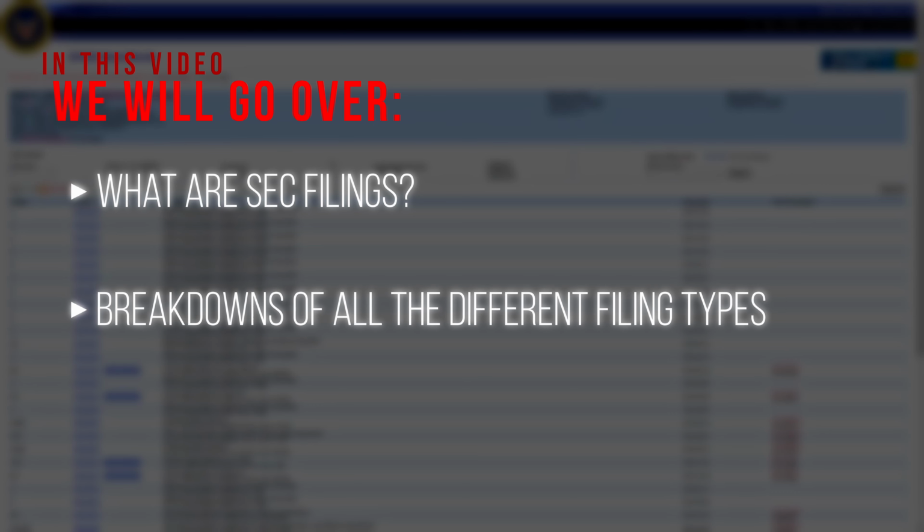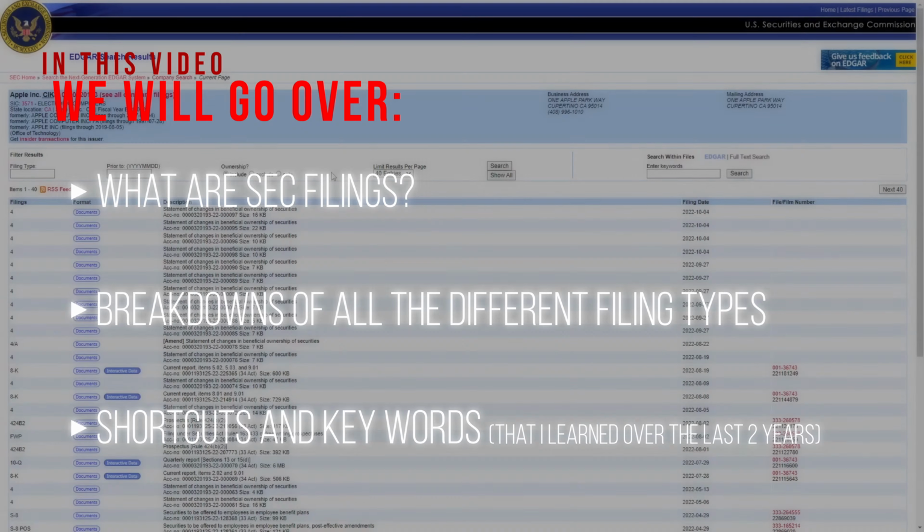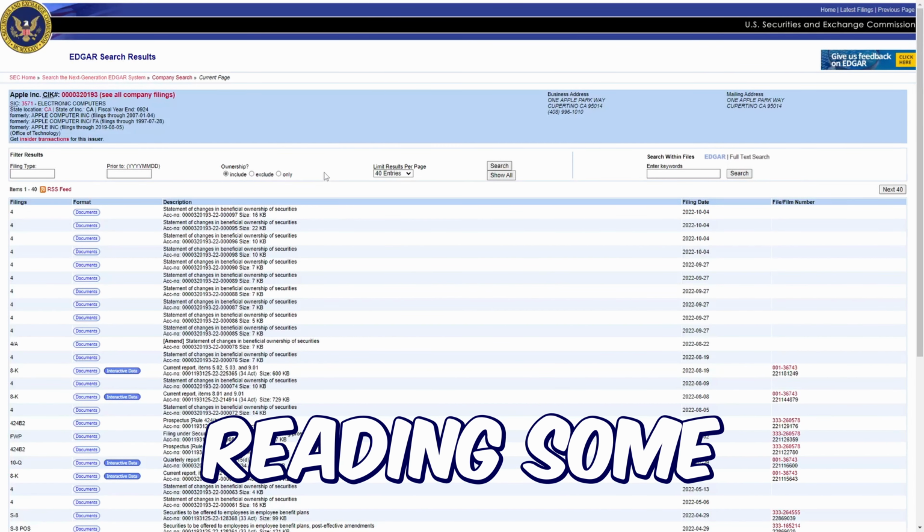First, I'll go over what SEC filings are for people who might be new to this topic, and I'll give a brief breakdown of all the different filing types and the shortcuts that I've created for myself. But without further ado, let's start reading some SEC filings.